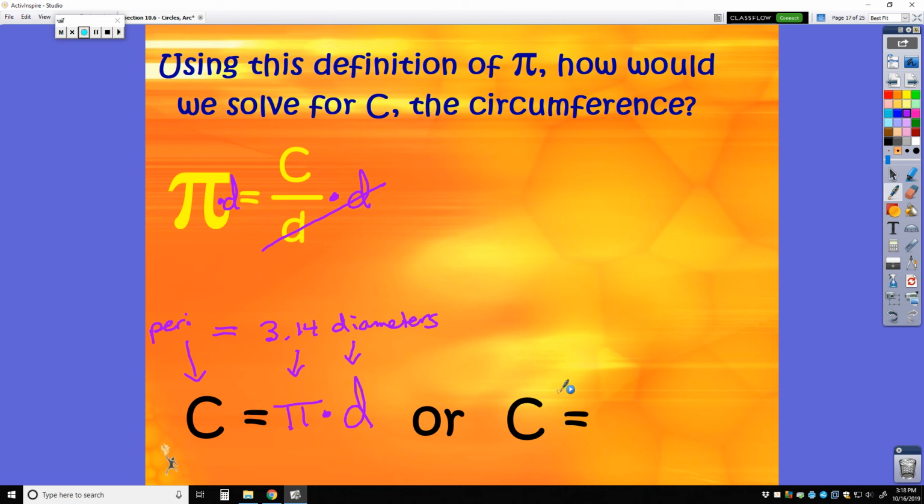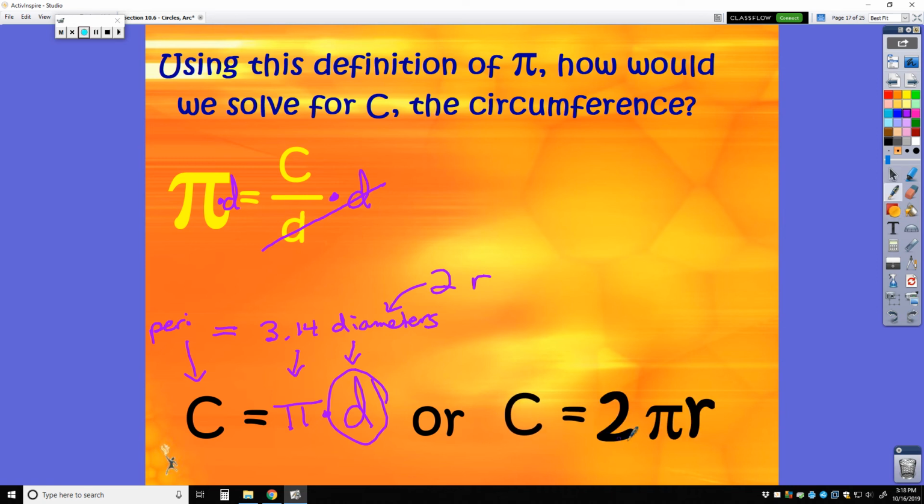Now, I've got C equals because we could reference the circumference in radiuses instead of diameters. How many radiuses does it take to get a diameter? Well, we have 2 radiuses to get a diameter. So we could call this 2 times pi times the radius. The 2r is nothing more than the diameter. This is just me rewriting the equation. You could write it pi times 2 times r, or we could just put the 2 out in front and call it 2 pi r.